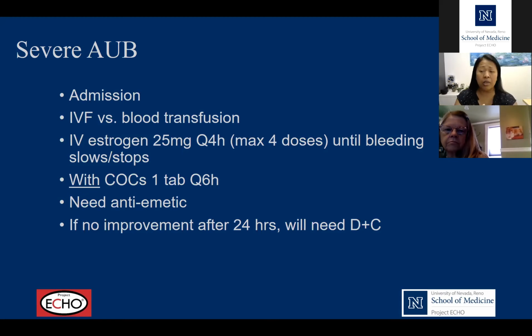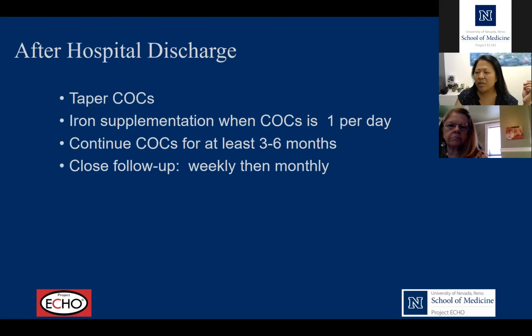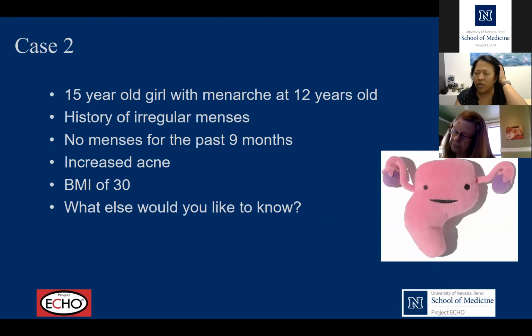The other option that you can do is, I mean, obviously they still need to be admitted if their hemoglobin is that low. Instead of doing IV estrogen, you could just do the increased OCPs that we talked about, which is like, you know, the 4 pills a day until they stop bleeding and then do a wean. Okay, then after hospital discharge, you do the taper and do a lot of the other things that we talked about in the other levels of AUB that we talked about.